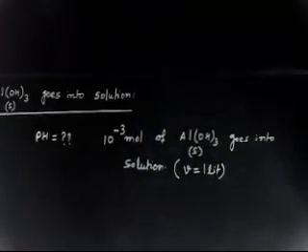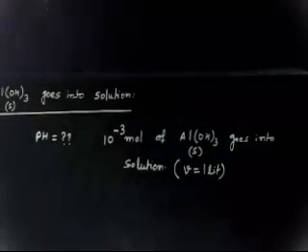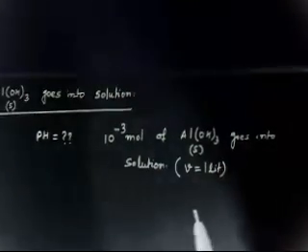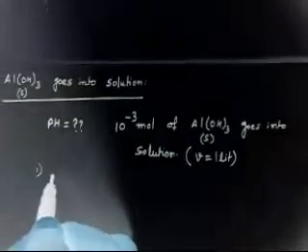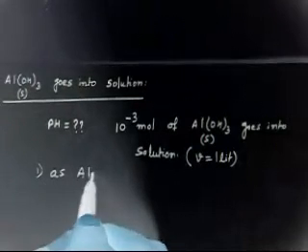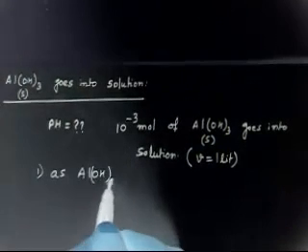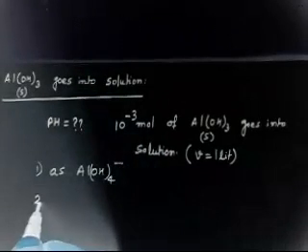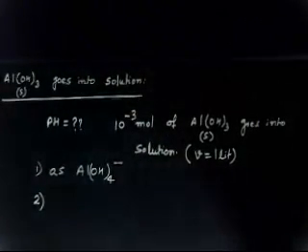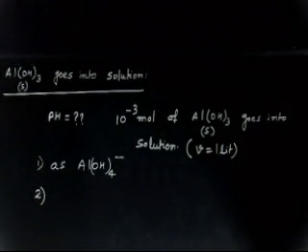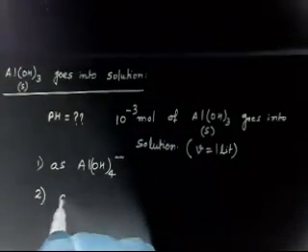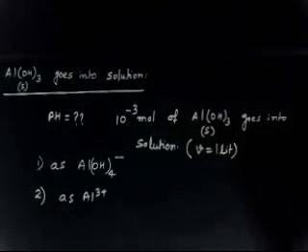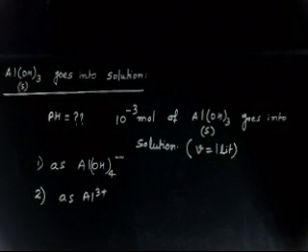So what should be the minimum pH so that 10 to the power minus 3 mole of Al(OH)3 goes into the solution as, the first part says, Al(OH)4 minus, and the second part asks what should be the pH at which it goes into solution as Al3 plus. There are two options, and two things are given to you.